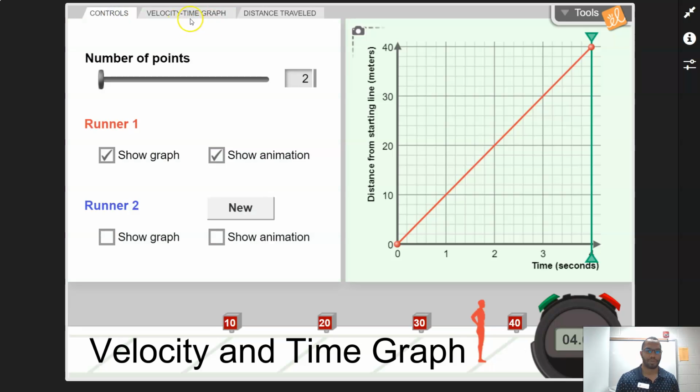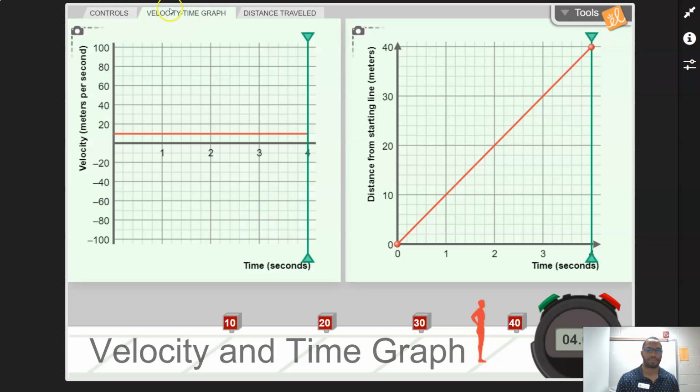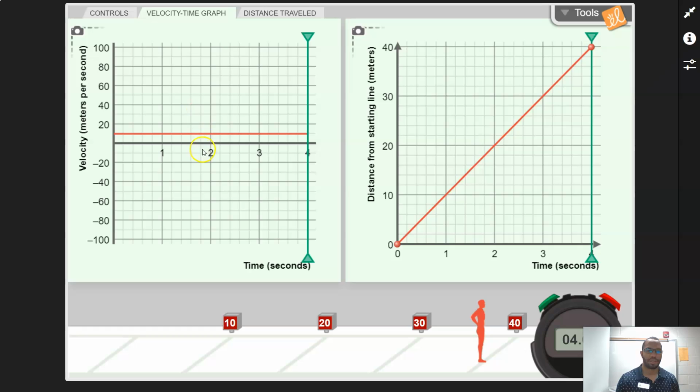So in the Gizmos, when you click the top here, you can see not a position and time graph, but a velocity and time graph. And this is important because when you are looking at graphs, you need to identify what is the graph giving you? What information are you receiving from this graph?